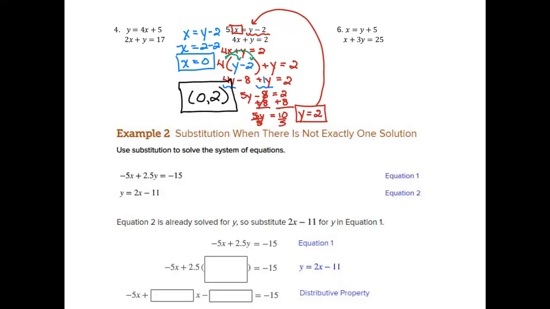So the solution is where they intersect. And what is that point? 3, negative 2? Is it negative? There you go. All right.